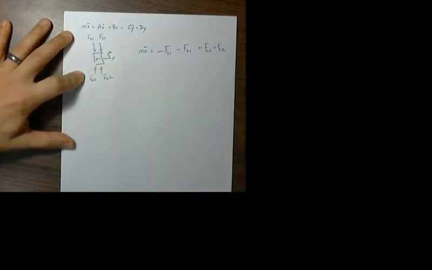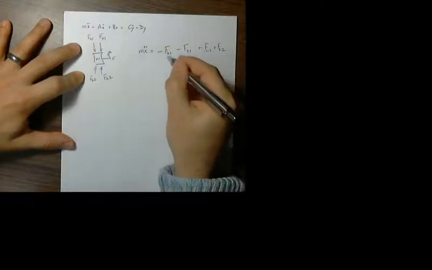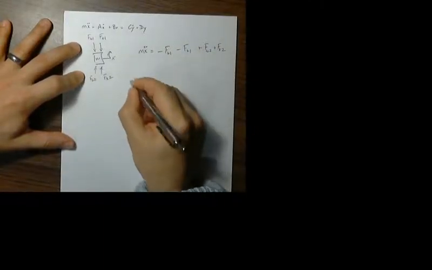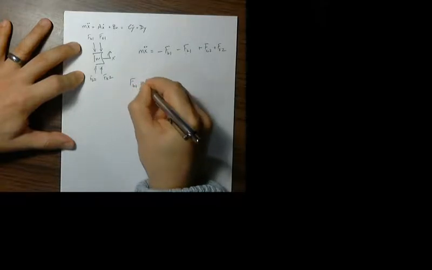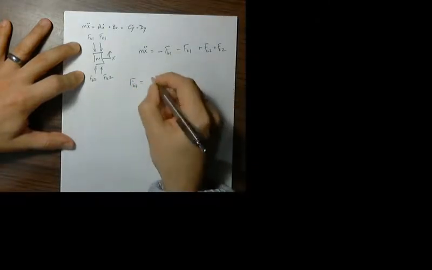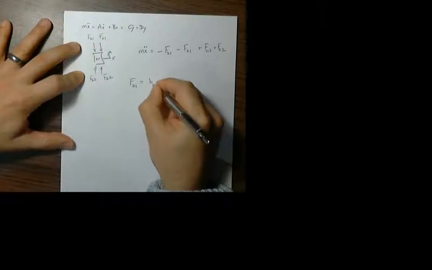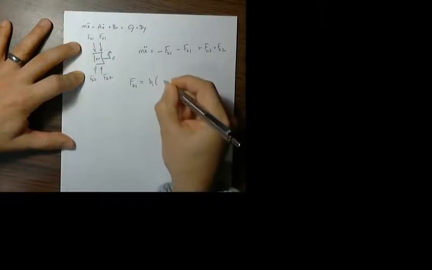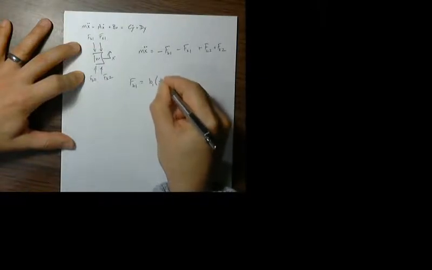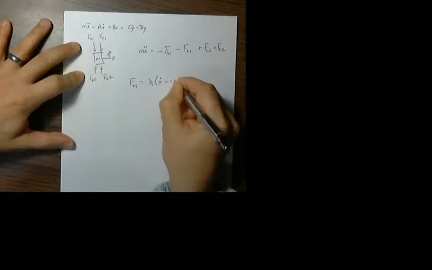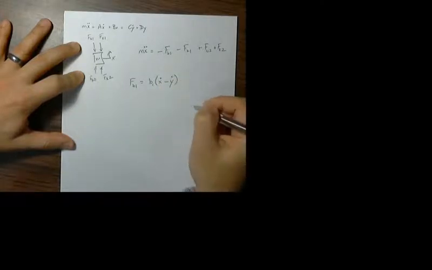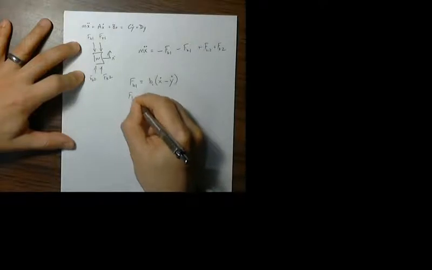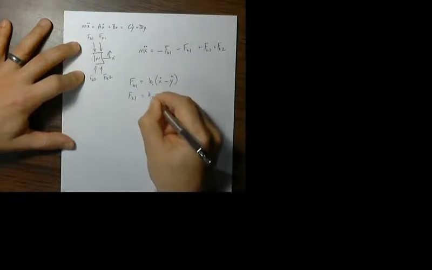If you go through the process of drawing out the free body diagrams, what we're going to end up seeing is FB1 is going to end up being equal to B1 times positive x dot minus y dot. And we're going to end up with something very similar for K1.